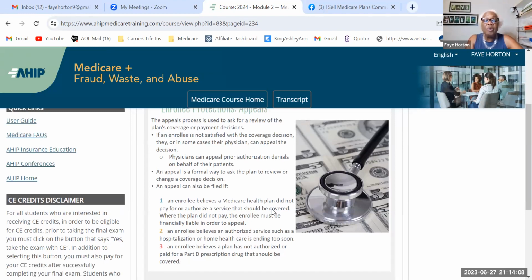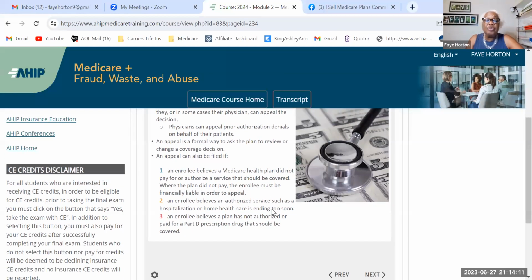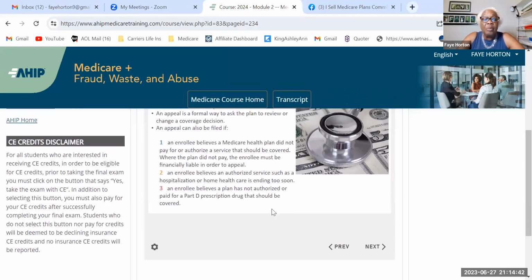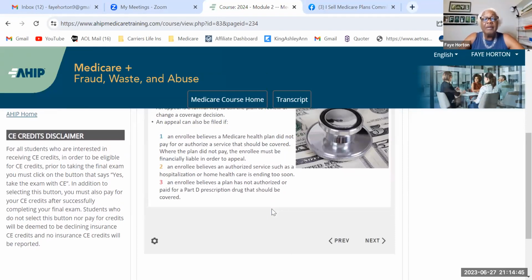An appeal is a formal way to ask the plan to review or change a coverage decision. An appeal can be filed if an enrollee believes the medical health plan did not pay for or authorize a service that should be covered. Where the plan did not pay, the enrollee must be financially liable in order to appeal. An enrollee believes an authorized service such as a hospitalization or home health care is ending too soon. And if an enrollee believes the plan has not authorized or paid for a Part D prescription drug that should have been covered.